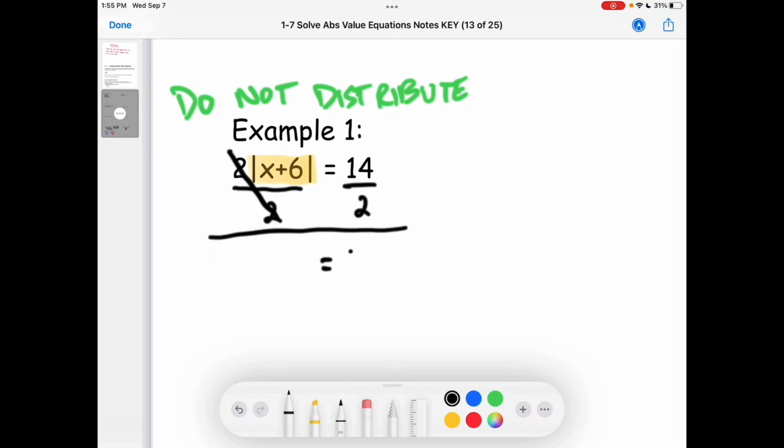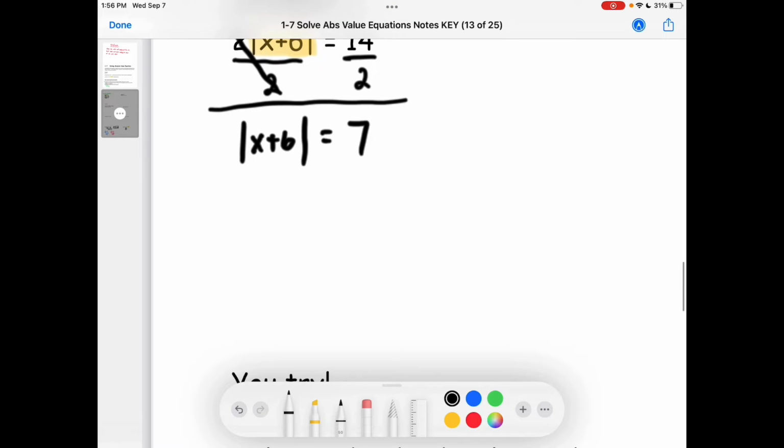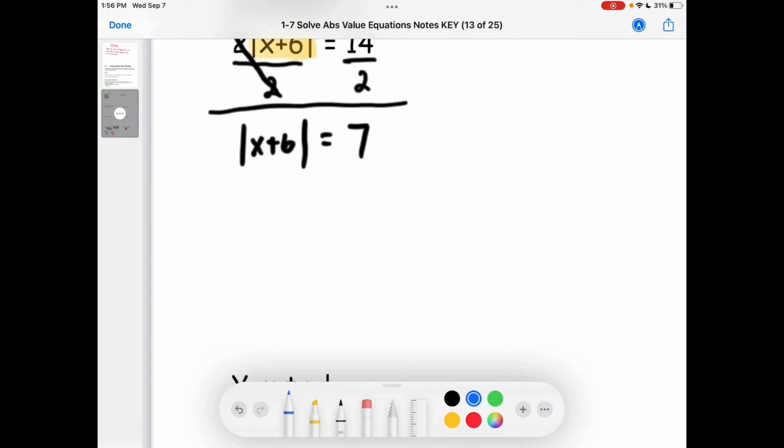The right side of your equal sign becomes +7. And you've got just the absolute value part, the absolute value of x plus 6. The second step: after we have that absolute value part completely by itself, we're going to split this into two separate equations.